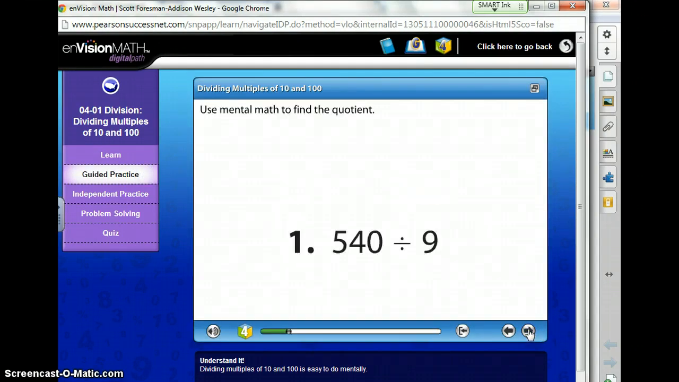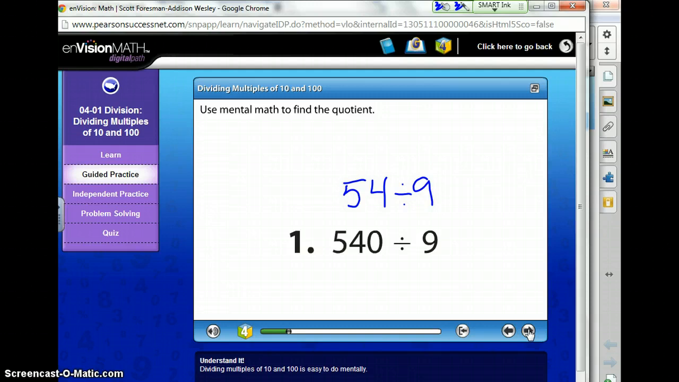What basic math fact do you see in that problem? Will? 5 times 9. Okay, but it's a division problem. So I see where you're going with this, but we want to make this into a basic division problem. Sam? 54 divided by 9. 54 divided by 9 is our basic division problem. Does anybody know the answer to that?